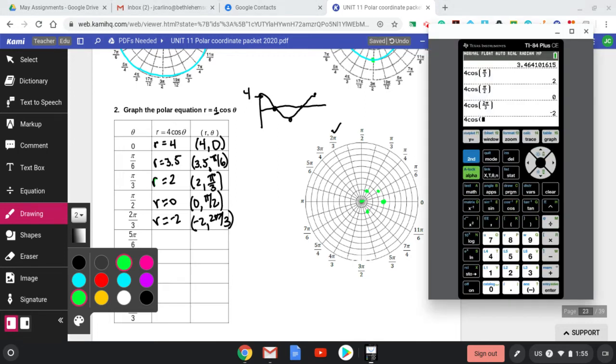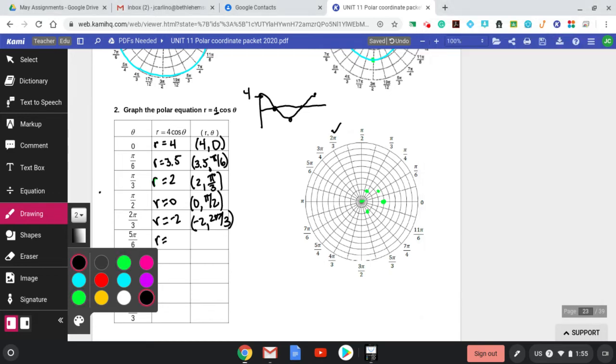4 cosine 5 pi over 6, negative 3.4. So r equals about negative 3.5, I was going to round. So negative 3.5 comma 5 pi over 6. Okay, go back to the graph. So at 5 pi over 6, I'm going to go about negative 3.5. So let's see, 1, 2, 3.5, about right there, I guess. All right, not looking for greatness. All right, we're almost there.